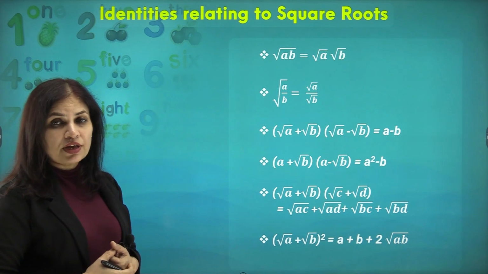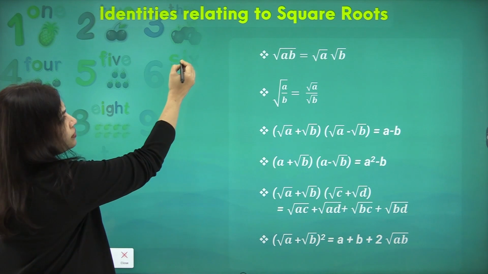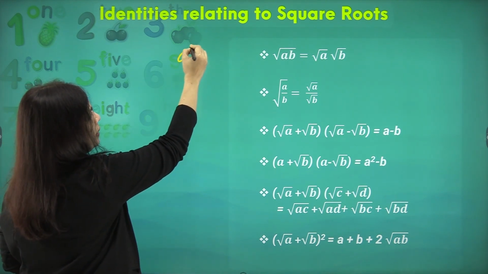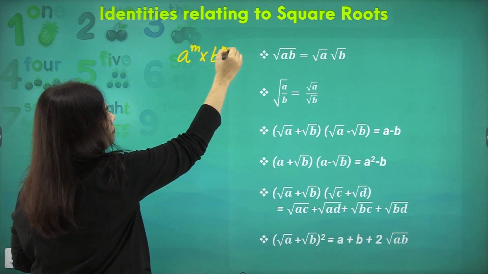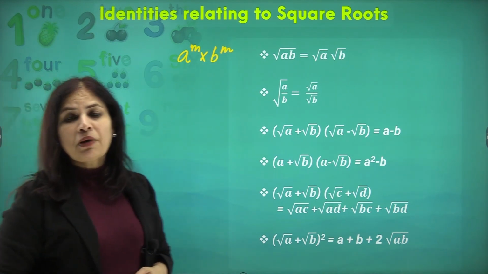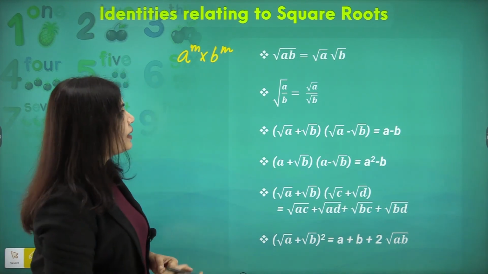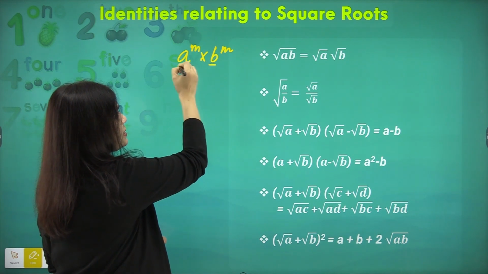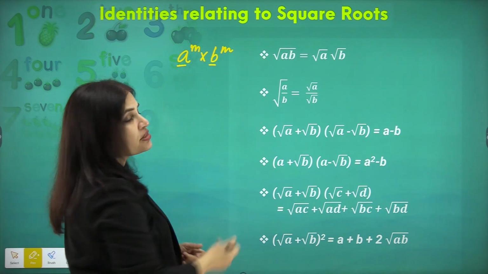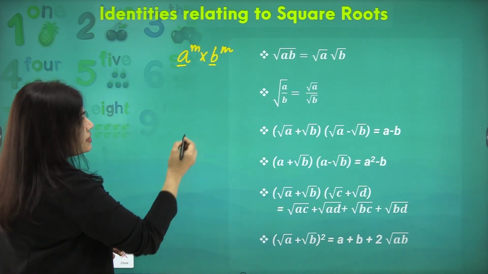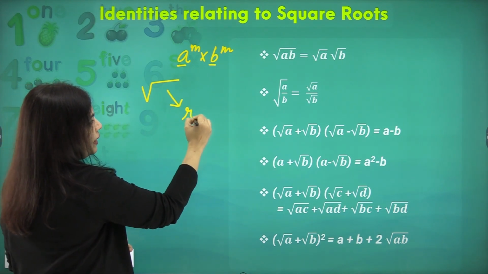The first law of exponent stated that a raised to the power m into b raised to the power m, if the powers are the same, I can multiply the bases and take the power to be common. Here the power is replaced by a radical. This under root sign is known as a radical.